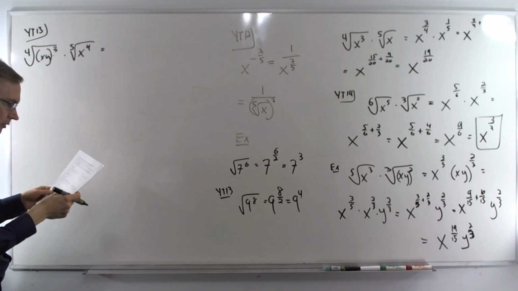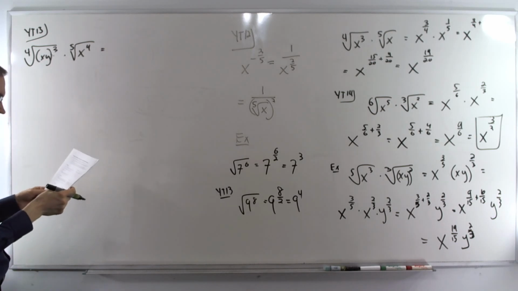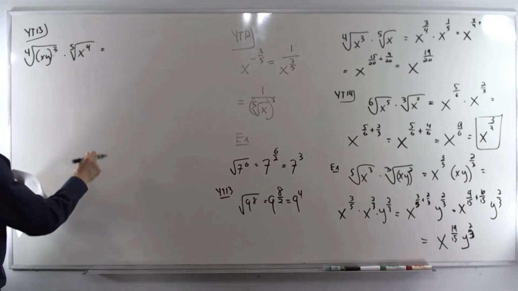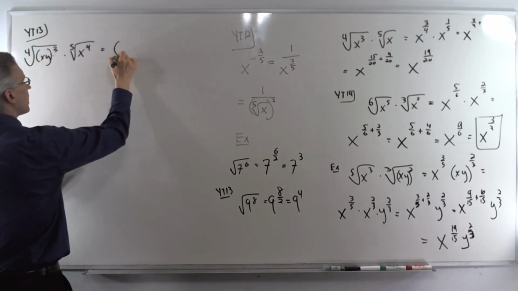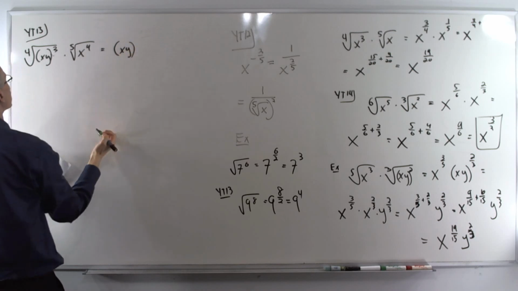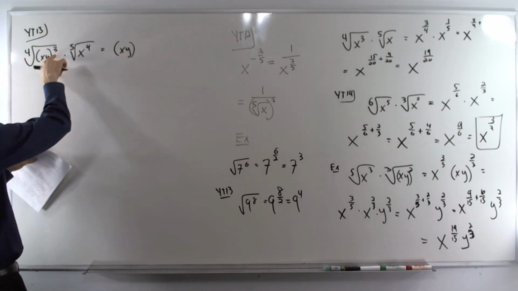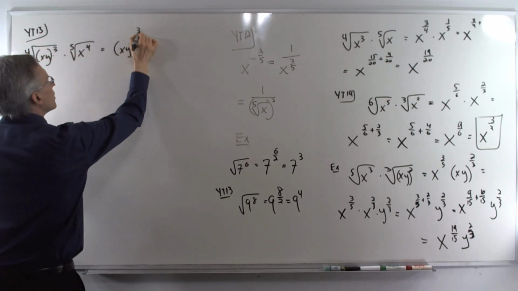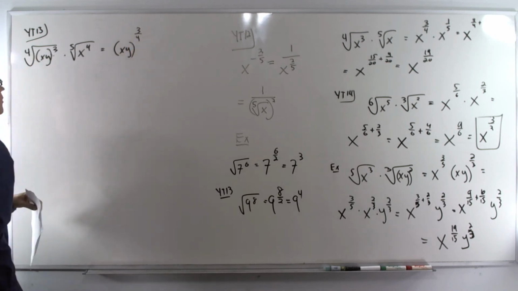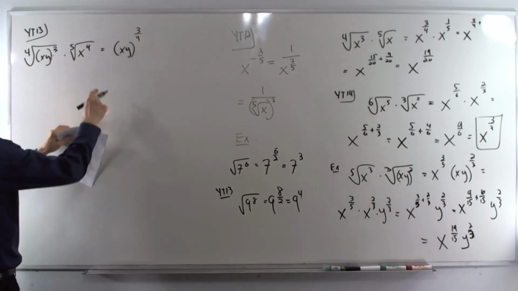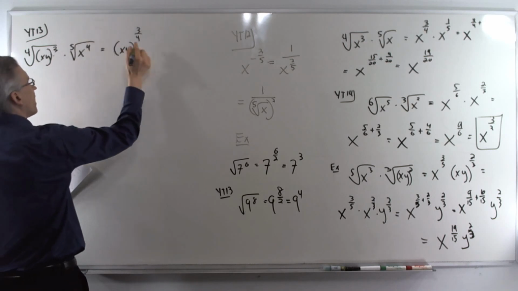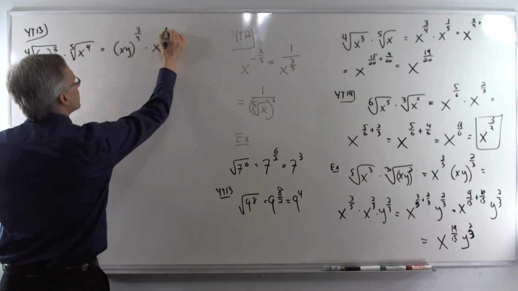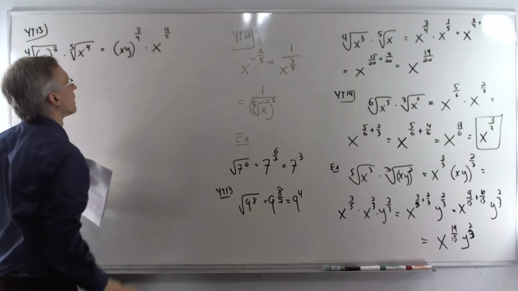You have the fourth root of xy to the third power times the fifth root of x to the fourth. All right, here the base is xy, so make sure that goes in parentheses. 4 is the denominator, 3 is the numerator. So that is to the 3/4 power. And over here, 4 is the numerator, 5 is the denominator. So that is x to the 4/5 power.